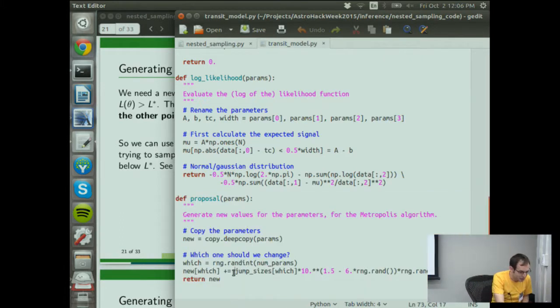So one difference between this and what Phil was doing is that I'm choosing one of the 4 parameters at random to change while keeping the others fixed. And this is also a valid proposal that you can use in MCMC. It generalizes better to high dimensions than what Phil was doing.